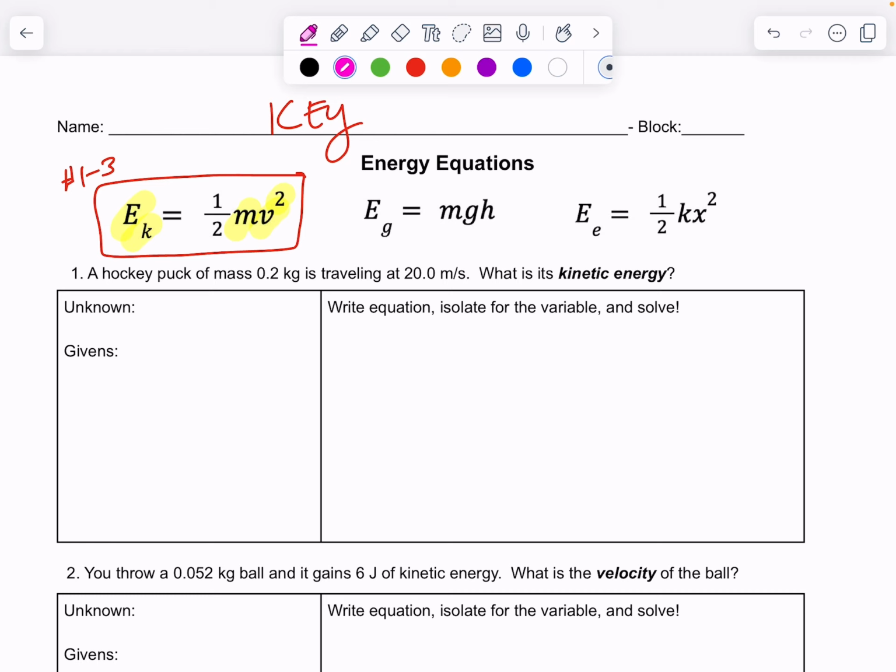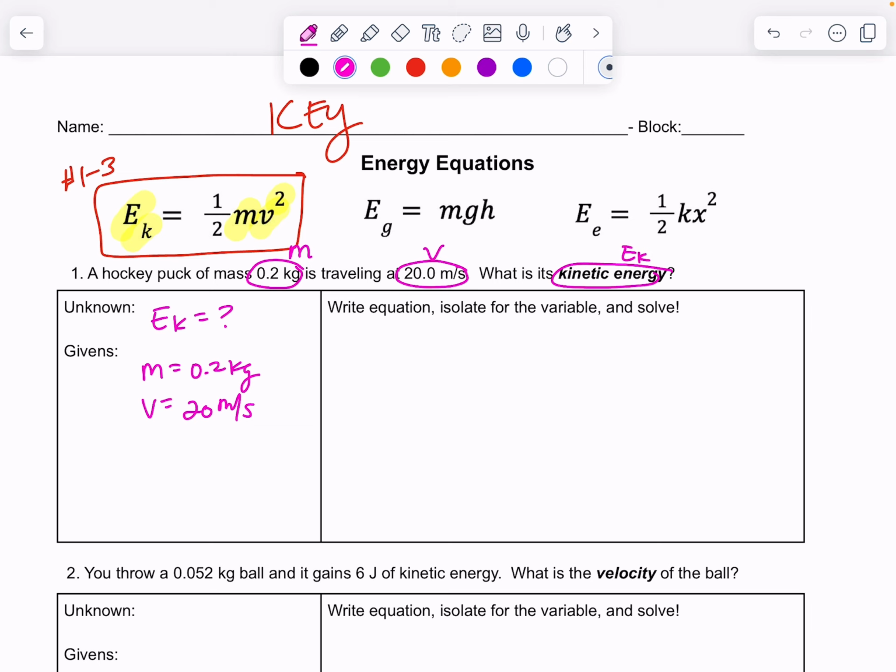All right, so a hockey puck of mass 0.2 kilograms, so that's the mass, is traveling at 20 meters per second. That's the velocity. And in this problem, we're solving for the kinetic energy. So that's the unknown, so you're going to write that with a question mark. And then you need to list out all the other things that you know. So I know that the mass is 0.2 kilograms, the velocity is 20 meters per second.